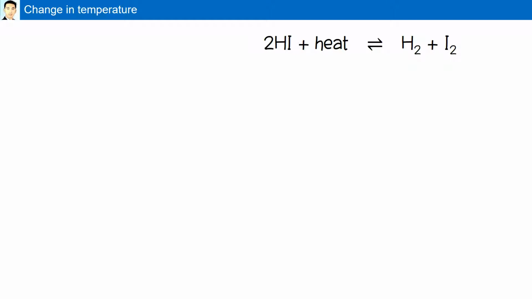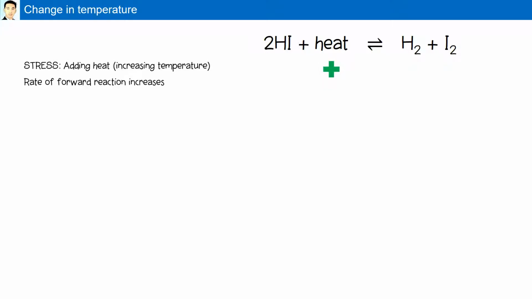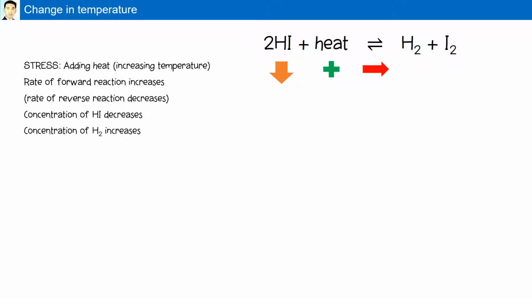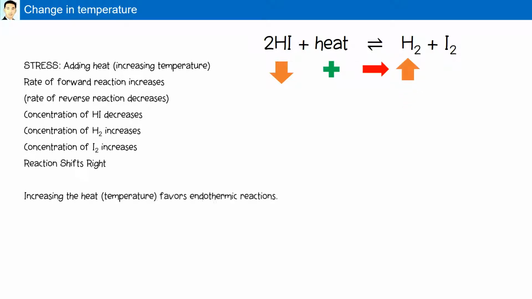Change in temperature. Adding heat or increasing the temperature causes the forward reaction to increase because we're adding stress to the left-hand side. Now we're moving to the right-hand side. The rate of the reverse reaction decreases. The concentration of HI decreases because now we're moving to the right, while the concentration of H2 and I2 increase because we're moving to the right.